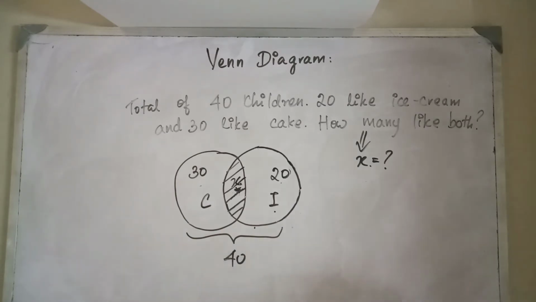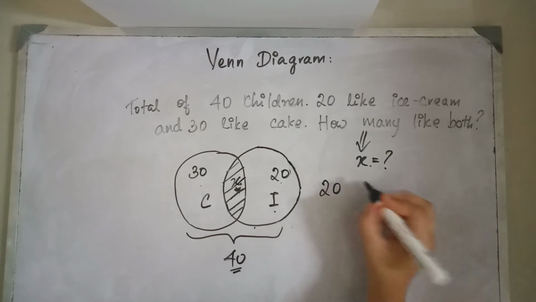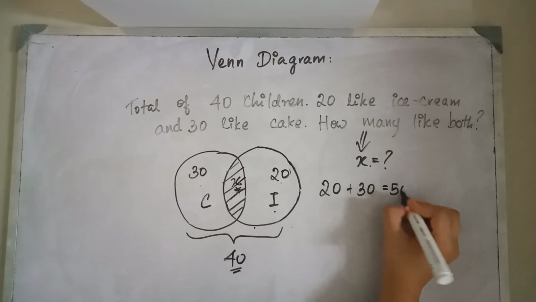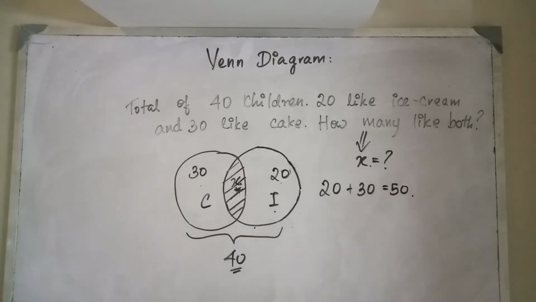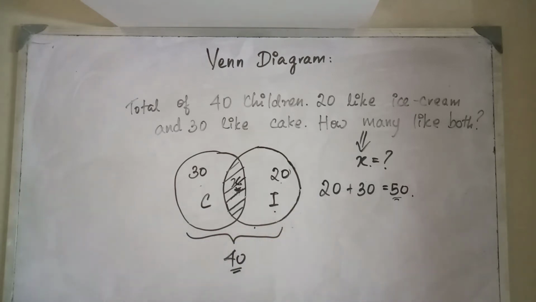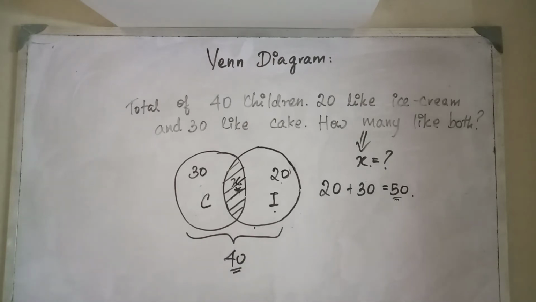Now first let's look at the total number of children. We have a total of 40 children. 20 of them like ice cream and 30 like cake. So we have a total of 50 children. Now something is not adding up because this is 50 and this number is greater than the total number of children. So this confirms that there is an overlapping part. Only if there's an overlapping part, it can be greater than the total number of children. So let's find out the overlapping part.